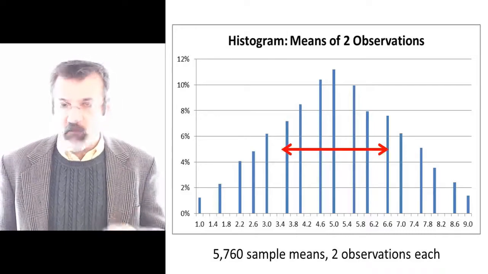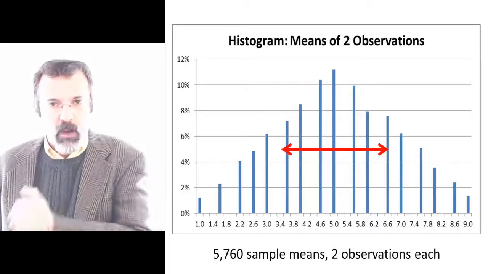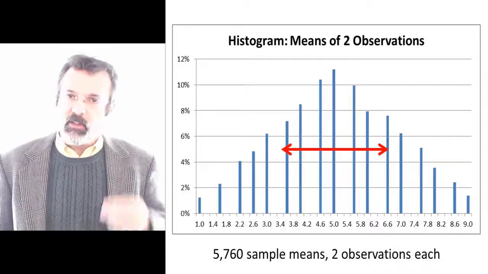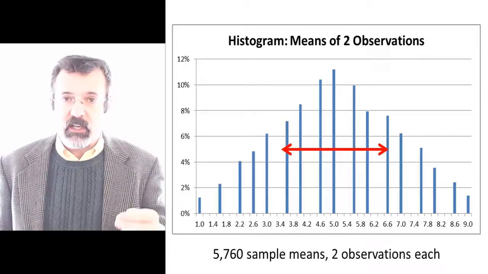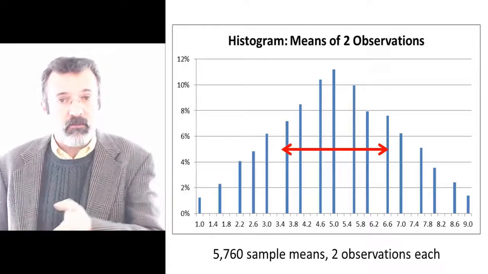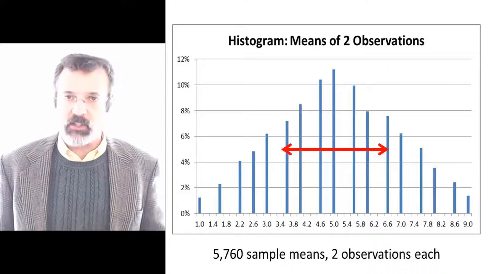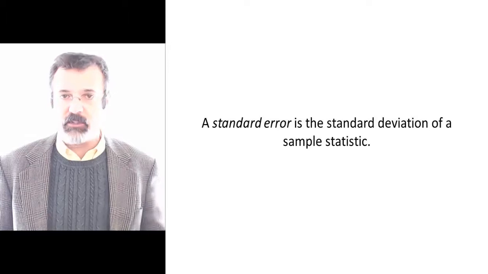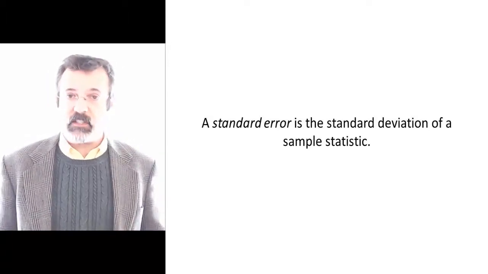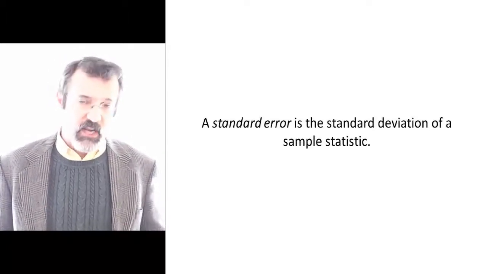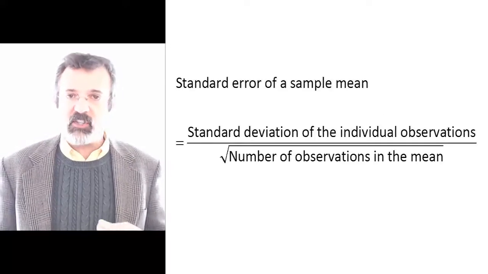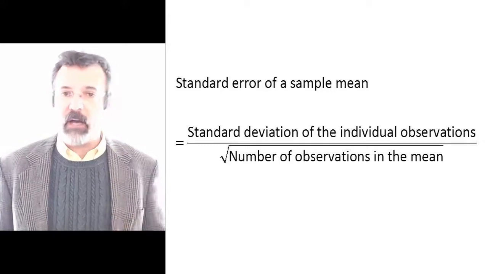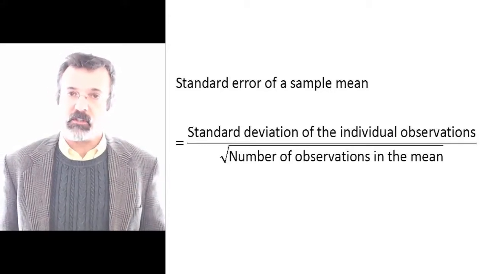The tendency of an observation to wander away from the center point of a distribution is called the standard deviation. The tendency for a sample statistic, like an average, to wander away from the center of its distribution is called a standard error. A standard error is the standard deviation of a sample statistic. In this case, our sample statistic is a sample mean. It turns out that the standard error of a sample mean is the standard deviation of the observations that feed into the mean divided by the square root of the number of observations that feed into the mean.